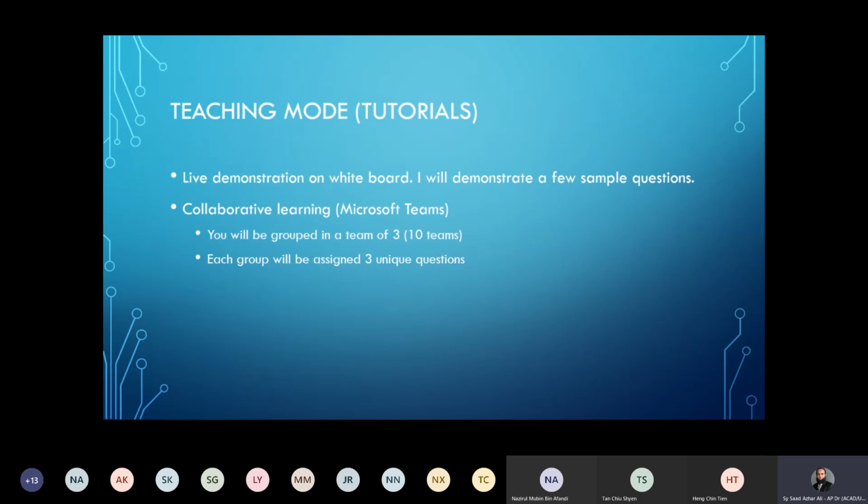So group 1 will get 3 questions, 1, 2, 3. Group 2 will get 4, 5, 6, and group 3 will get 7, 8, 10, and so on. So you have about 30 questions. Maybe I'll reduce it to 15, but I'll see.